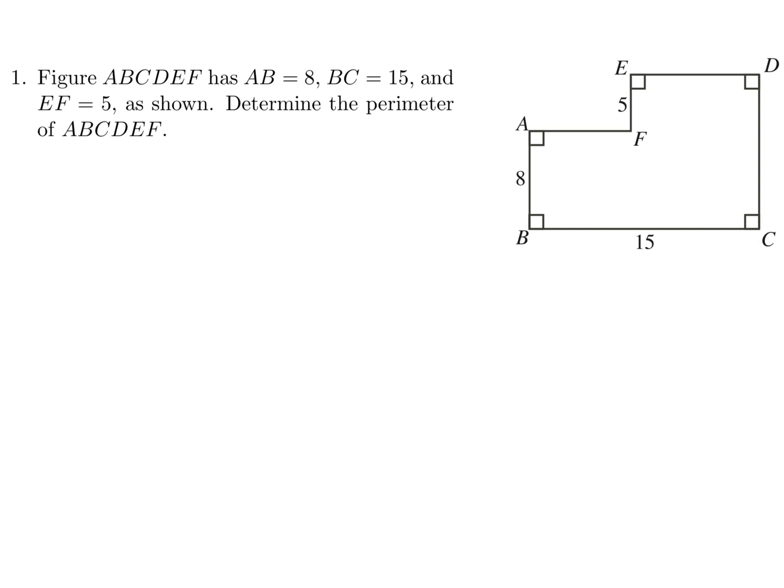Figure A, B, C, D, E, F has AB 8, BC 15, and EF 5. As shown, determine the perimeter of A, B, C, D, E, F. Well, from here to here is 8, obviously, as they show. From here to here is 5. So that means from D to C would be 8 plus 5, which is 13.